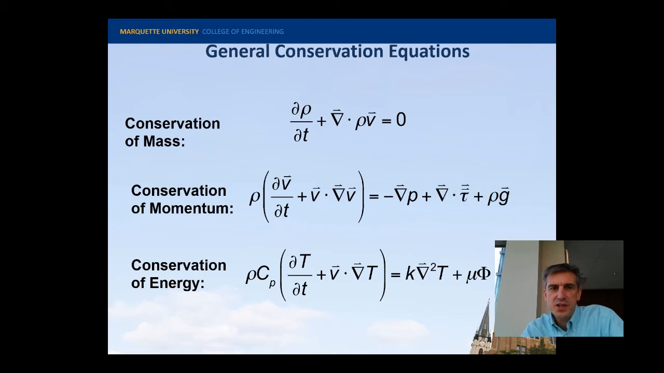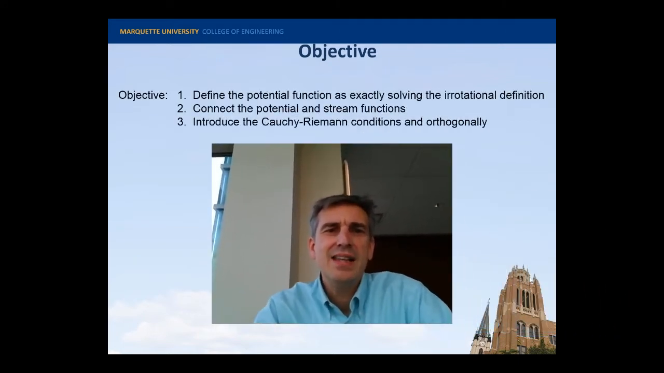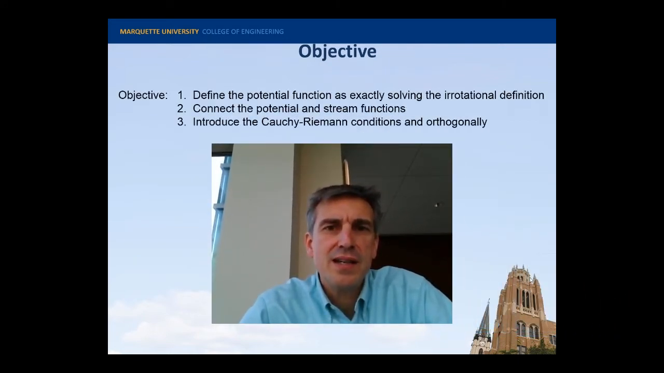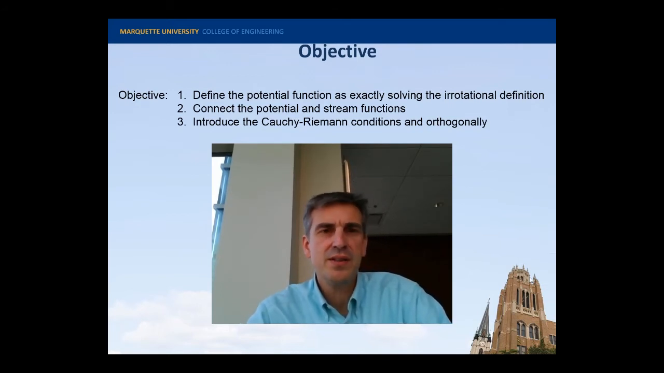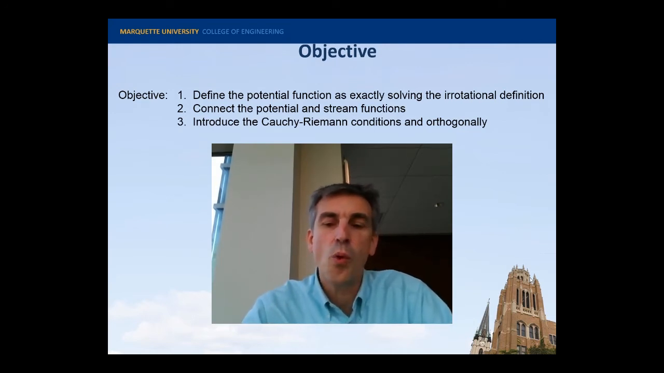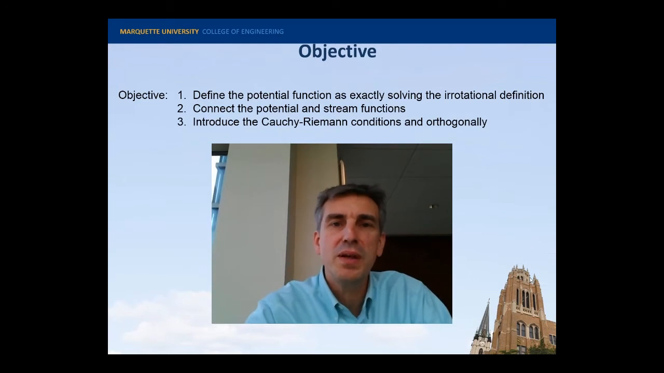So again, these are the conservation equations. I like to show these just to remind you of what we're doing in a global sense. And today we're going to define the potential function as exactly solving the irrotational definition. We're going to connect the potential and stream functions together, and we're going to introduce the Cauchy-Riemann conditions and this idea of orthogonality and what that means in fluid mechanics.